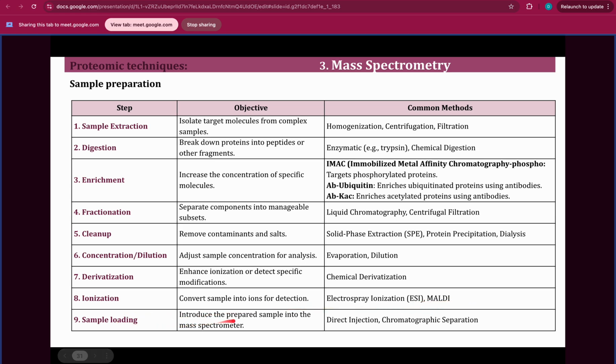Then sample loading, in which we introduce the prepared sample into the mass spectrometer. These steps are not in consecutive order, because sample loading is done before ionization. I will correct it, so don't worry about this. You can ignore the sample loading step here, otherwise the remaining steps are clear. After ionization I won't go for sample loading, because sample loading is done before the ionization step. After ionization, mass analyzers will analyze those ions, and ultimately the detector will detect those signals. Those things will happen after this step.